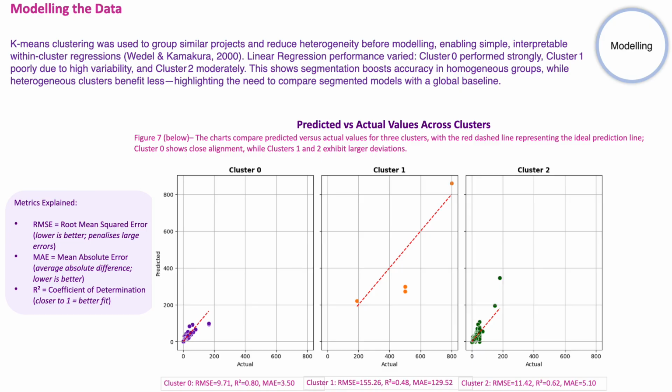After clustering, I applied linear regression within each cluster. Cluster 0 performed very well with a root mean squared error of 9.7, showing that the predictions were close to the actual values, and a mean absolute error of 3.5, meaning the average difference between predicted and actual values was small. Cluster 1 performed poorly because the data was highly variable, while Cluster 2 had moderate performance. This shows that segmentation works best when the clusters are internally similar, but is less effective when the data in a cluster is diverse.